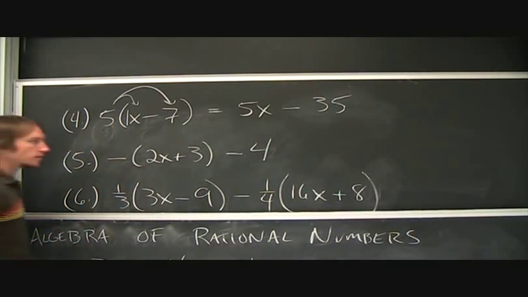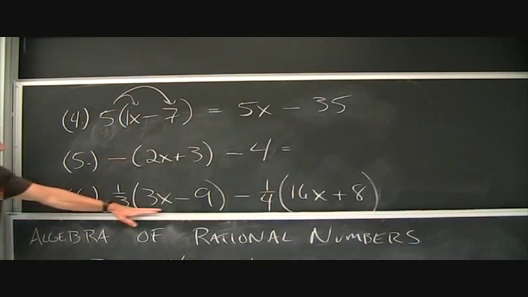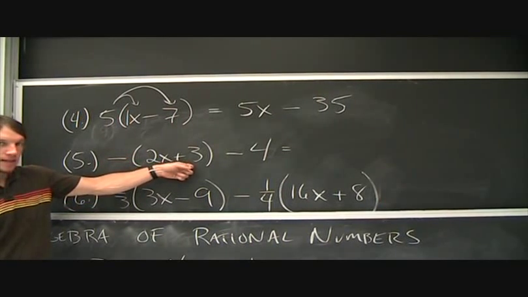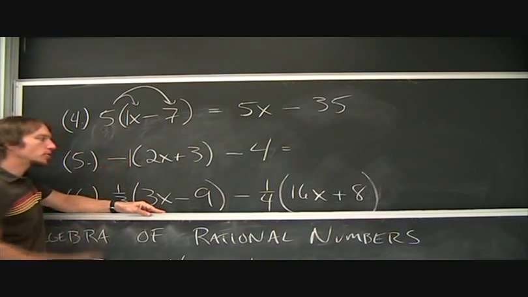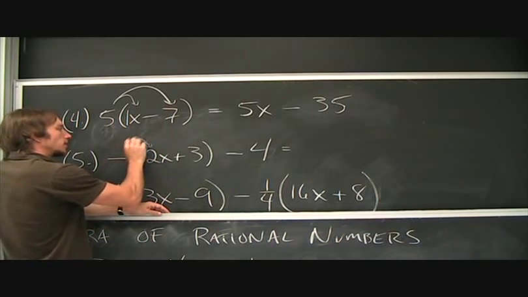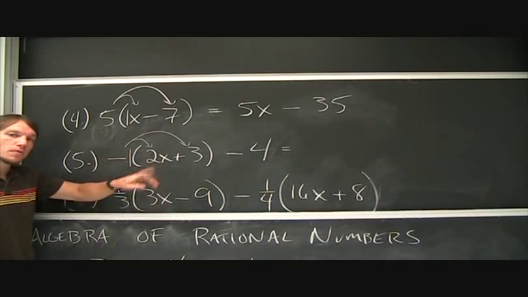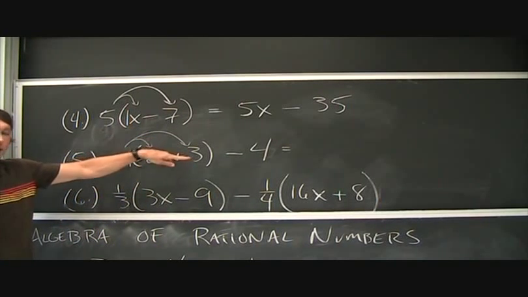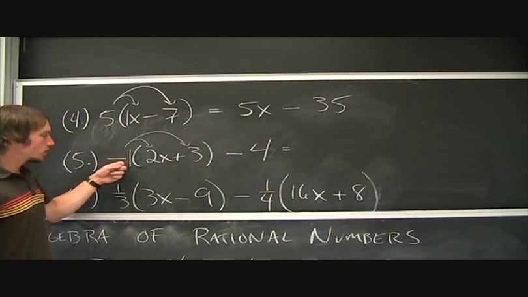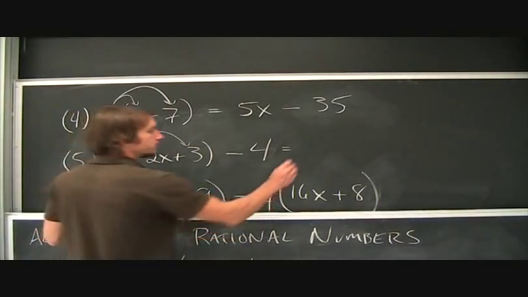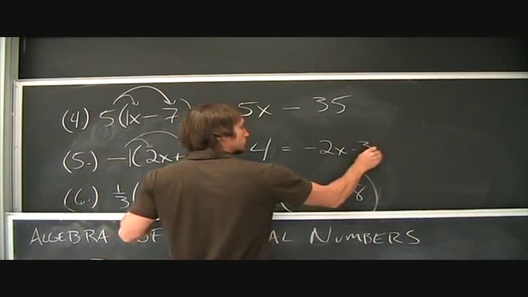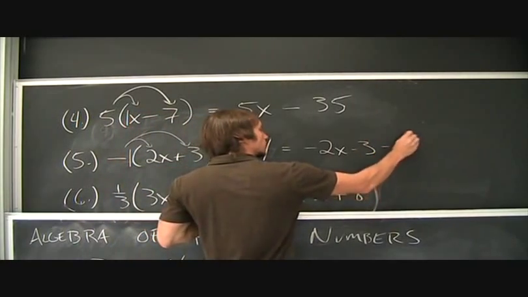Next example, number 5. So it's fairly similar to the previous example. I got to use the distributive property and negative to both of these. If you want, you can put a 1 there, right? It says negative 1 times 2x plus 3, and then do the distributive property. Okay? Remember, we always do multiplication first. This is multiplication, right? So I got to do that first. So I'm not going to deal with this negative 4 quite yet. I'll deal with him a little bit later. So I go negative 1 times 2x, negative 2x. Negative 1 times positive 3, negative 3. And then the minus 4 is going to tack on at the end.